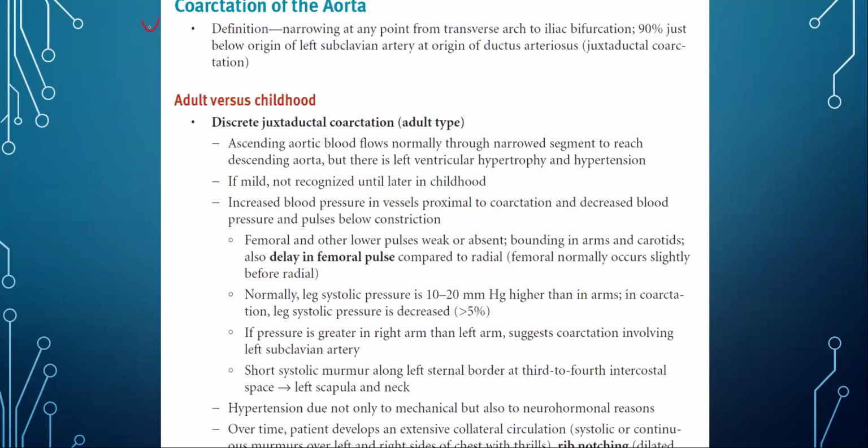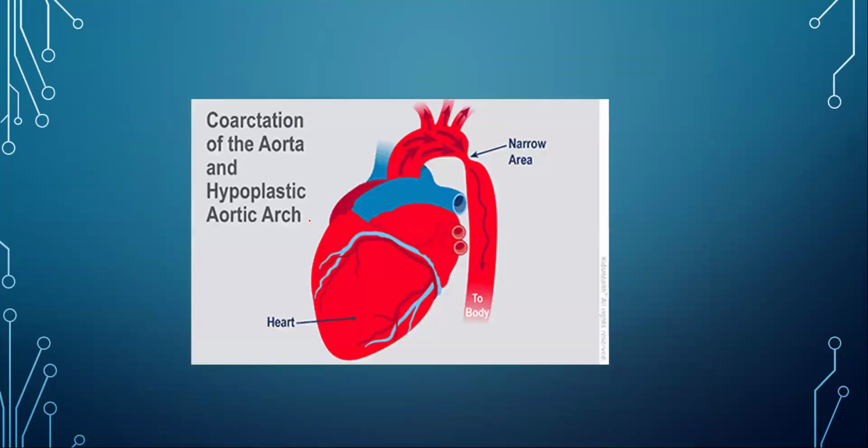Coarctation of aorta. Now coarctation of aorta is a lot to learn, but we are not going to discuss all of this. The basics are all that you need. So coarctation of aorta means the aorta is narrowed at some point. Most of the time, the narrow area is just distal to the left subclavian artery. So this is the left subclavian artery. Just distal to that is the narrowed area on the aorta. And that is what we call coarctation of aorta.